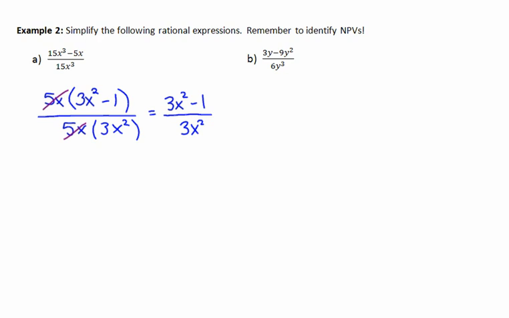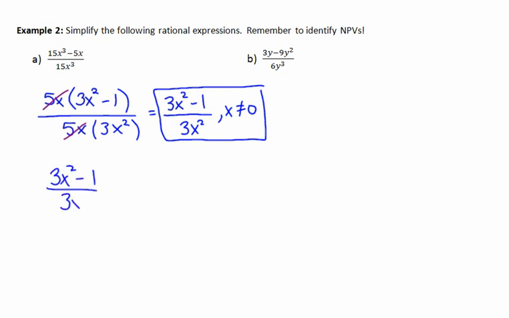What's our restrictions? Yeah, x can't be 0. Okay. Common student error. We're going to write a little note here. So 3x squared minus 1 over 3x squared cannot be simplified. Why?